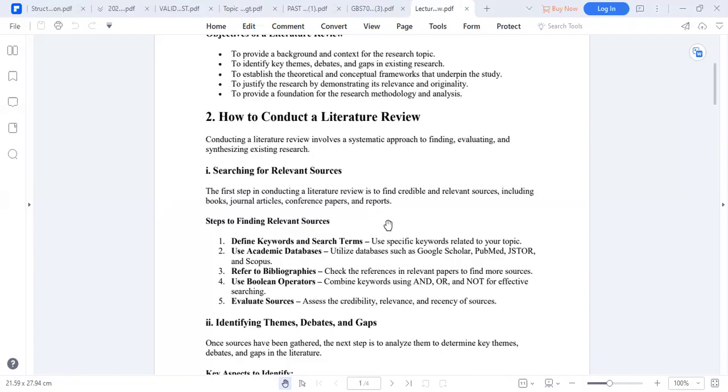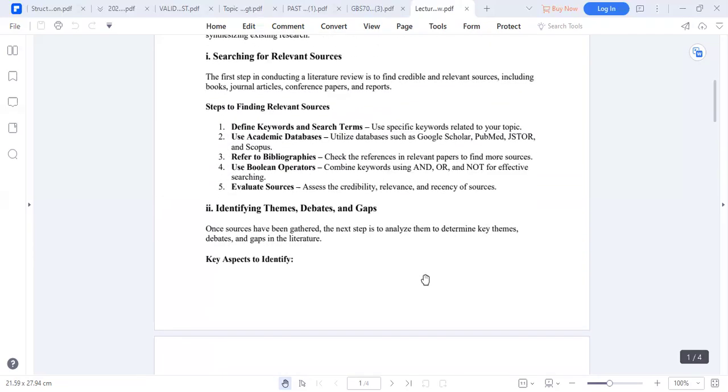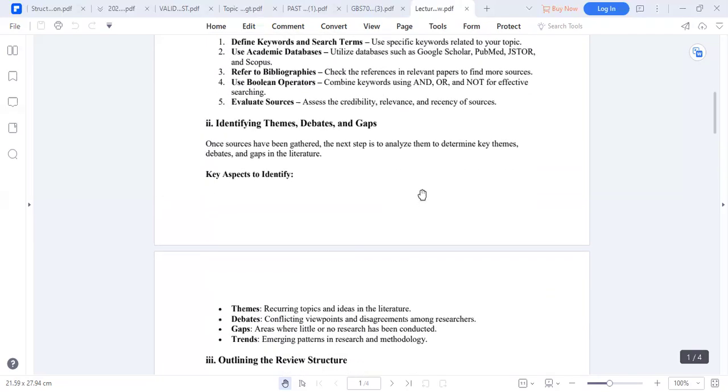You also need to evaluate the sources. How credible are they? How relevant are they? How recent are they? Because some of the research that we do, if it is outdated, you end up not having relevance for the particular study at hand. So the other part we need to do when you're conducting a literature review is to identify themes, debates and gaps. Once you are done with the sources, the next step is to analyze the key themes.